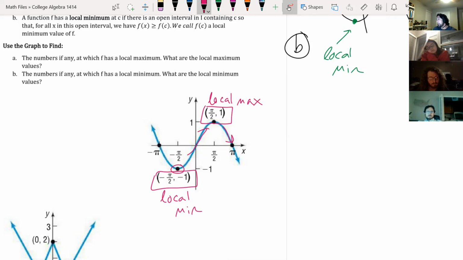All right. Nothing crazy, right? Not bad. All right. I think that's how we wanted to find, right? Local max, local min. Good.